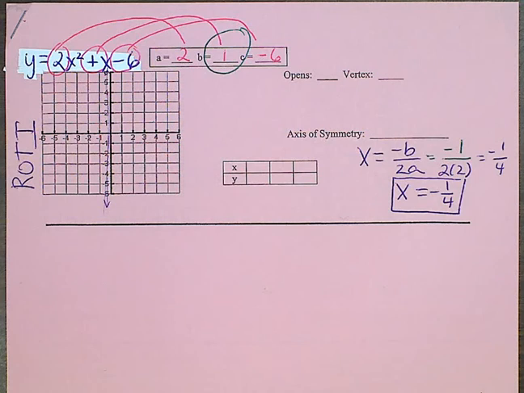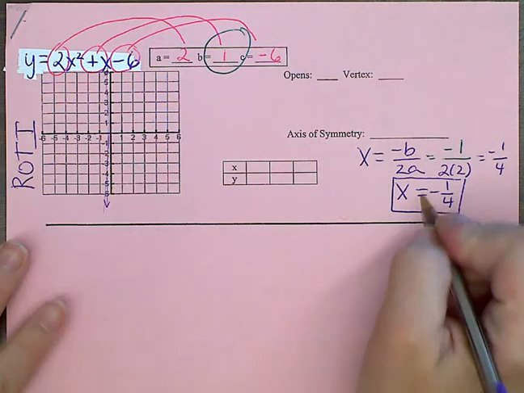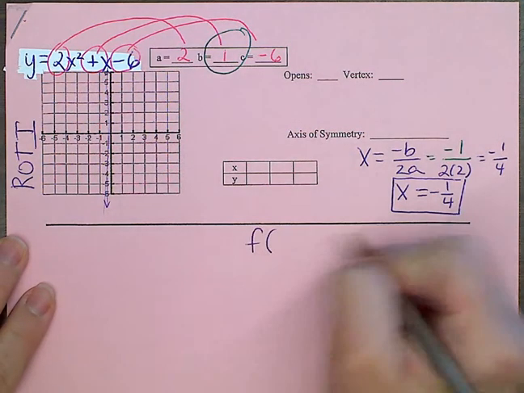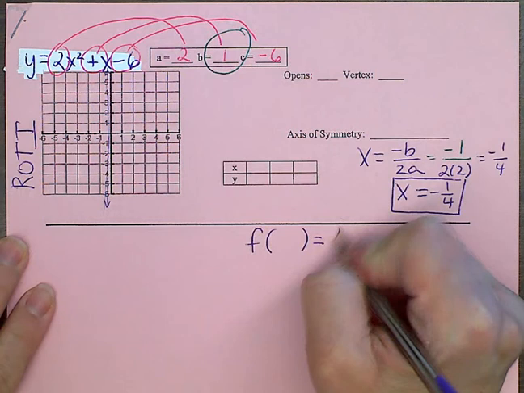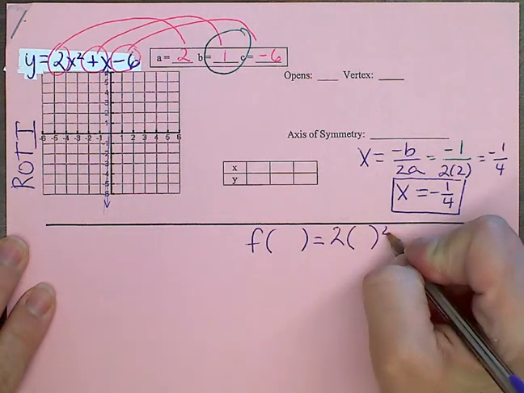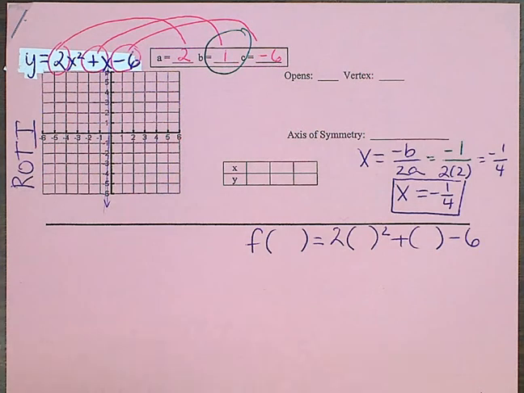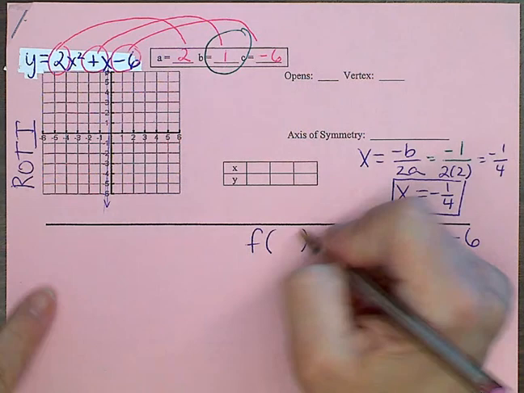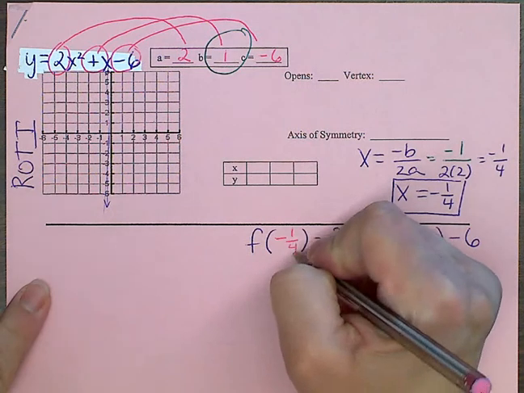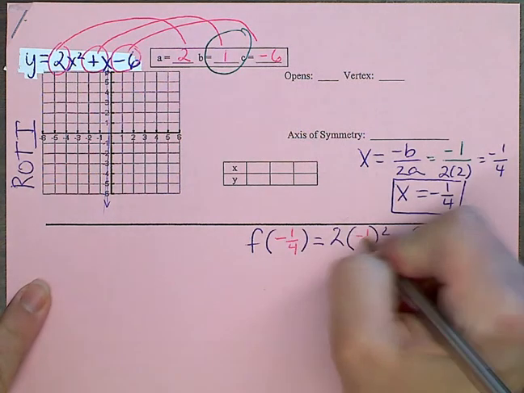The next thing we're going to do is we're going to take this equation as if it's a function, and we're going to plug in negative 1/4 for x in f of x, remembering to use parentheses anywhere we see an x. I'm sorry, I said 1/4, it should be negative 1/4. Here, here, and here.